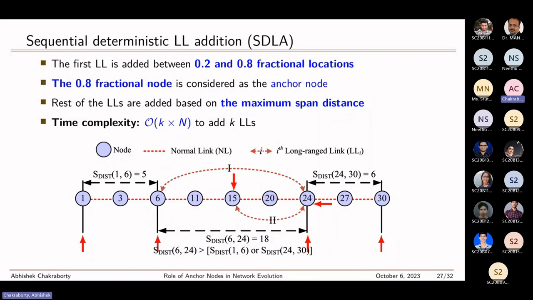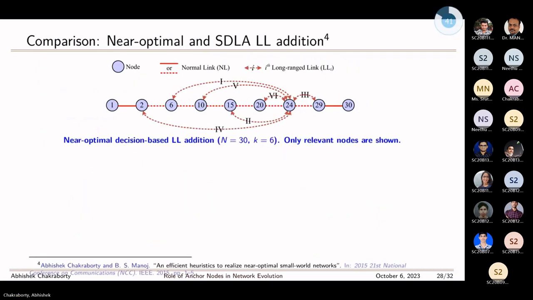So the next question will come. Okay, by this algorithm we have added k links, but what is the performance benefit? How much does it deviate from the near optimal case? That is obviously the question.